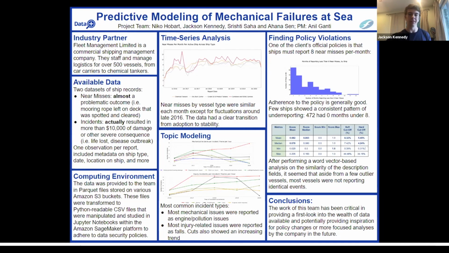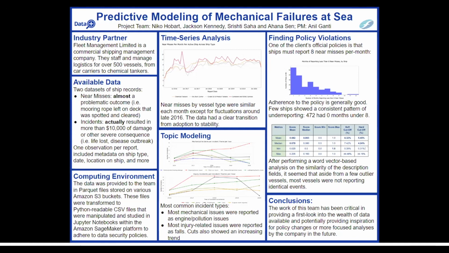It turned out that near misses at the beginning of the data set had a lot of fluctuations, and we think this was due to an adoption period. But towards the end of the data set, once things were more regular and you normalize by number of ships, it was pretty consistent. We found out this was because near misses are expected to be reported 8 per month, as Nico will talk about later. These analyses in and of themselves didn't identify any huge trends, but they're very helpful to Fleet's operations.